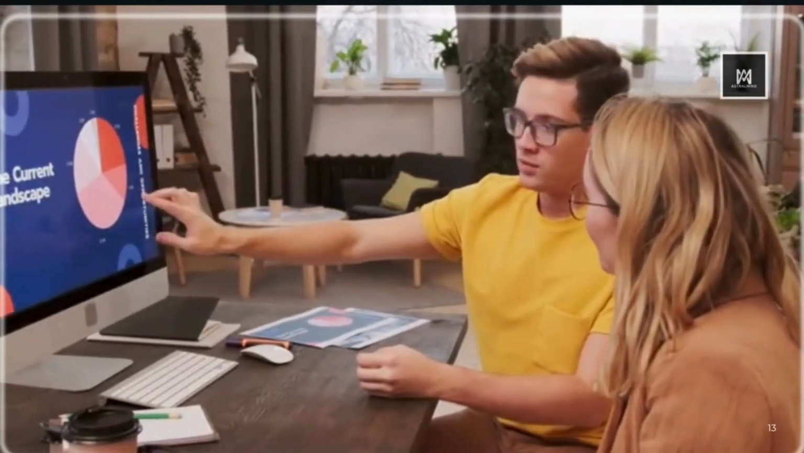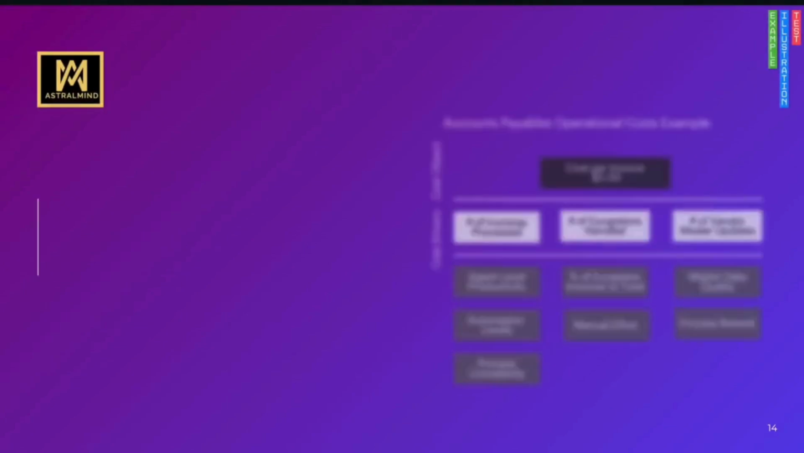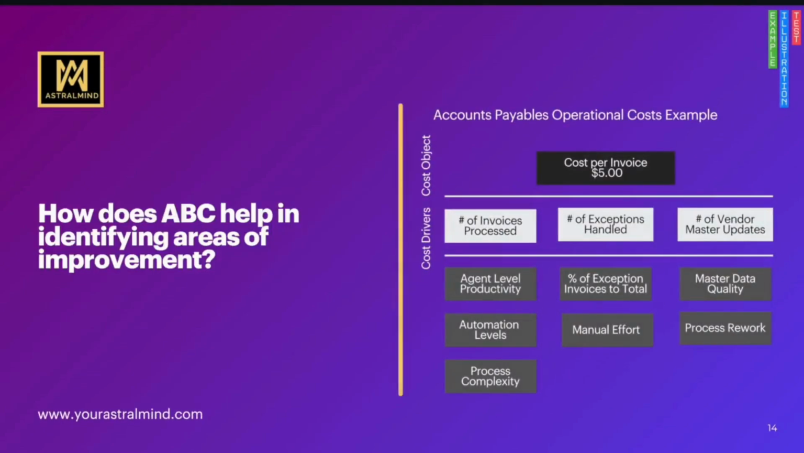Okay. Now we'll take a closer look at how this entire activity-based costing works. And I have taken an accounts payable example. So let's take an example of a process which has a cost per invoice calculated as $5. So on average, if somebody processes an accounts payable invoice in this process, the average cost attributed as per activity-based costing principles is $5.